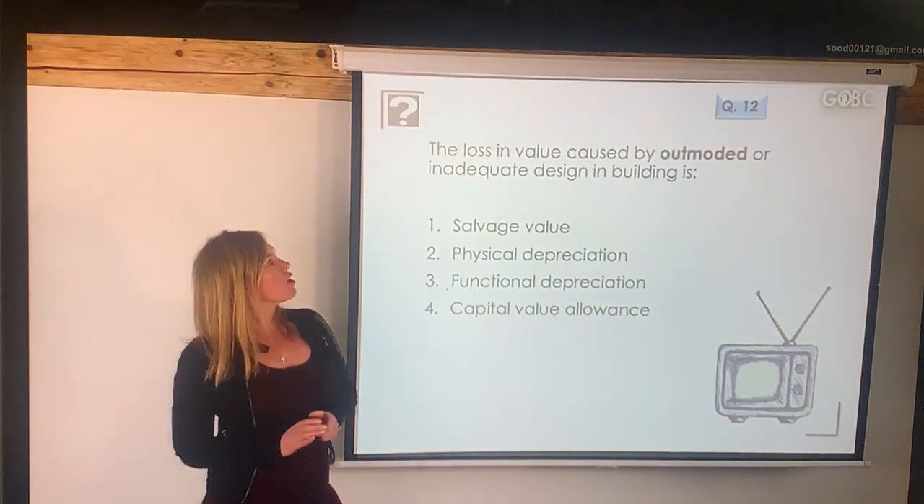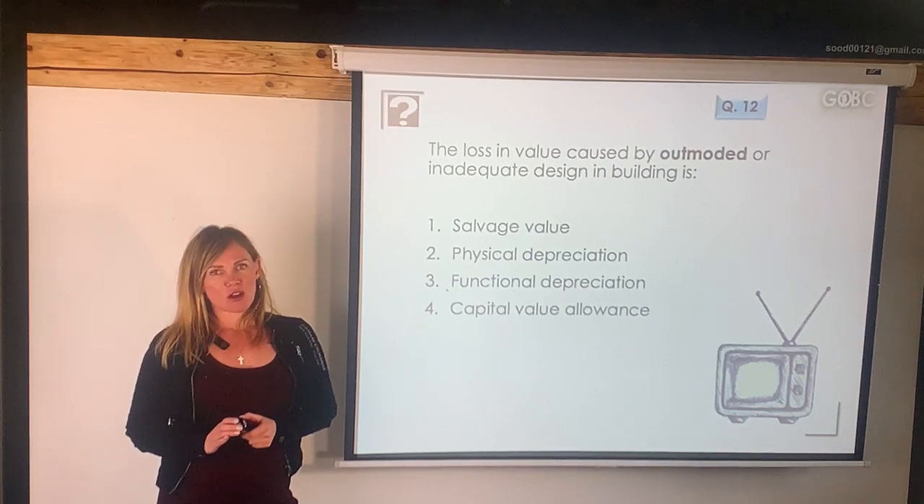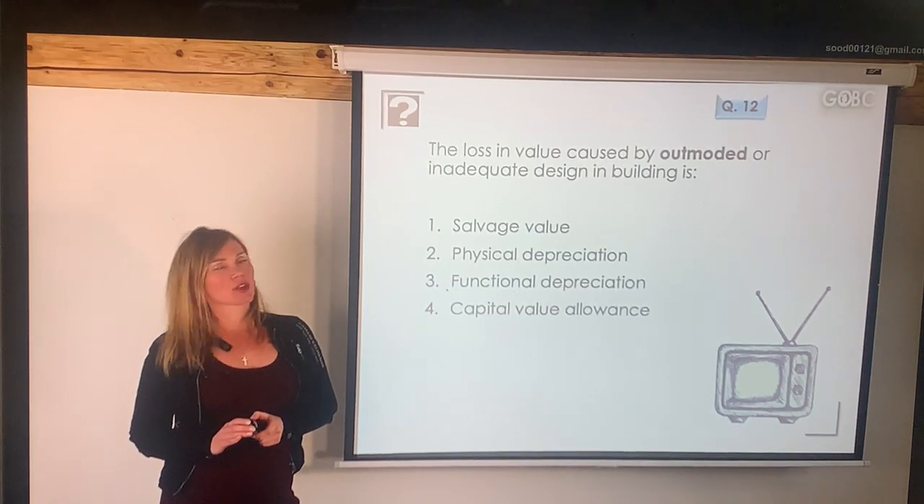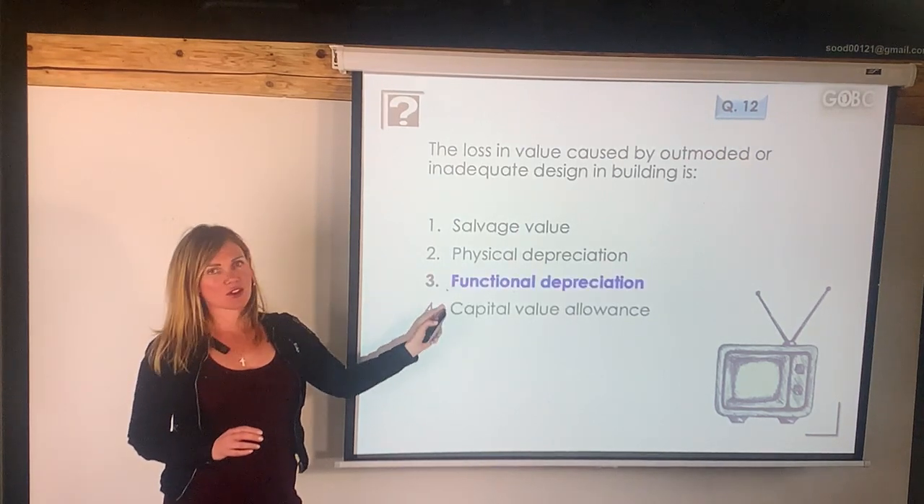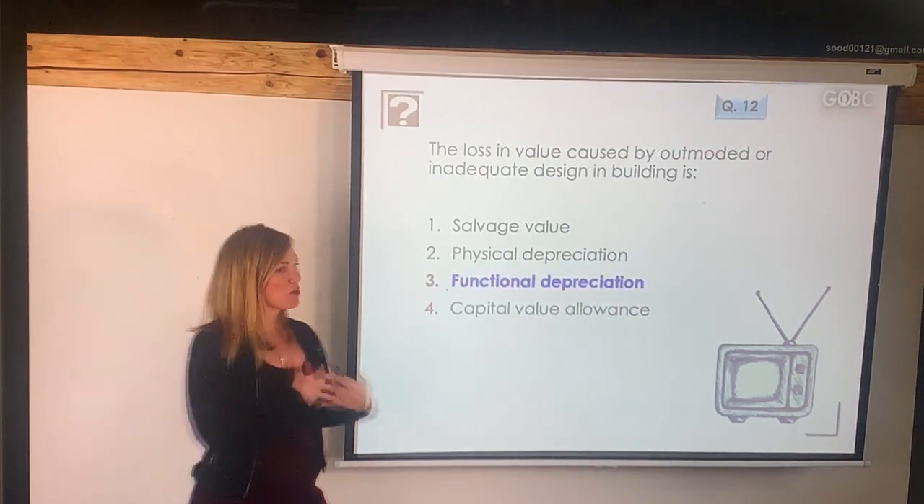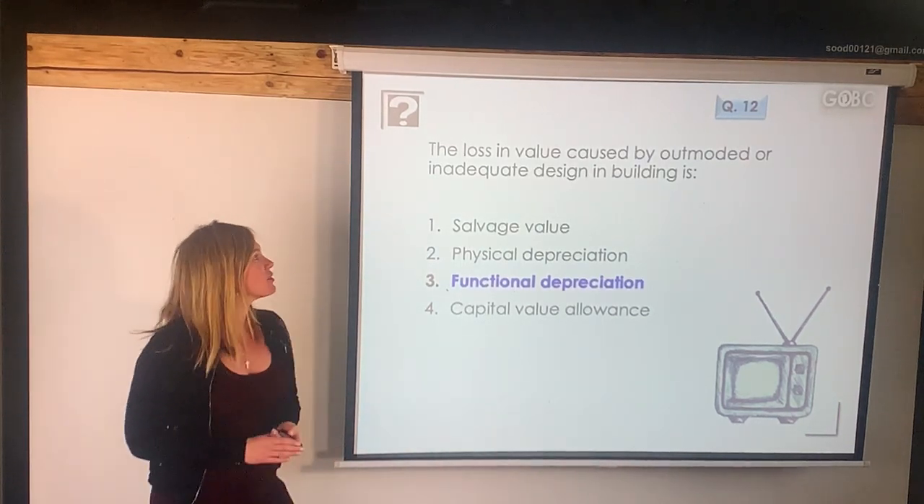So question 12, the loss in value caused by the outmoded and inadequate design in the building. So what are they saying in here? The loss of value caused by the outmoded. Outmoded is outdated. If they say the word outdated, what are they referring to? They're referring to the functional depreciation, because it is, as I said, purple carpets, green bathtub, maybe not something you want to still keep, but it still works, right?